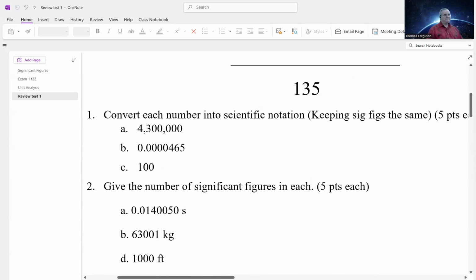Convert these numbers to scientific notation. Now, to me, these are very awkward numbers, except for C. But A and B, I would recommend you, if you get that as an answer on your calculator, definitely convert it to scientific notation. C, I'd recommend leaving it as 100. And whenever you convert to scientific notation or from scientific notation back to a normal number, make sure you maintain the number of sig figs, because that's going to come into play on C.